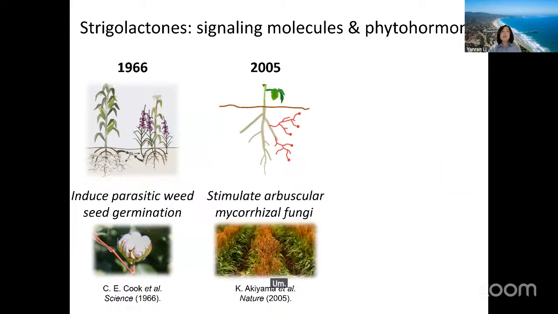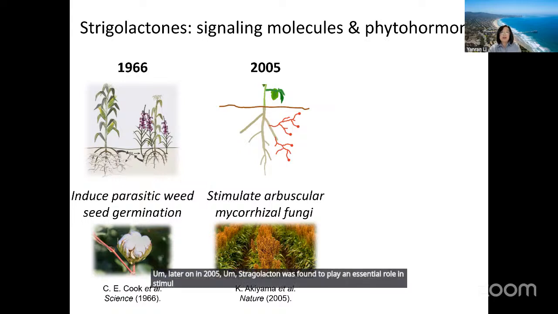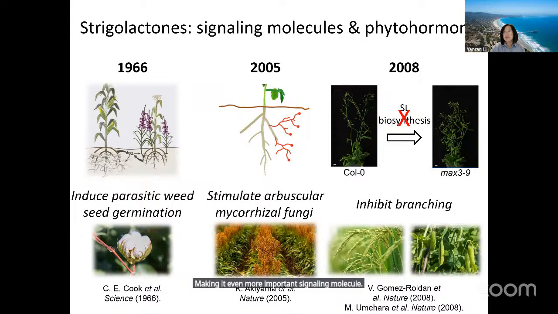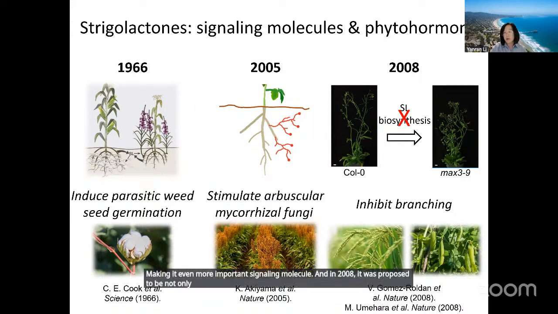Later on in 2005, strigolactone was found to play an essential role in stimulating arbuscular mycorrhizal fungi, making it an even more important signaling molecule. And in 2008, it was proposed to be not only a signaling molecule, but a phytohormone involved in many events in plant growth and development, most importantly, branching inhibition.